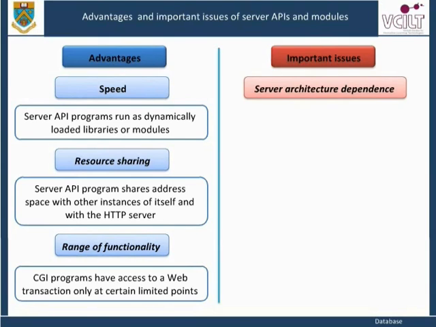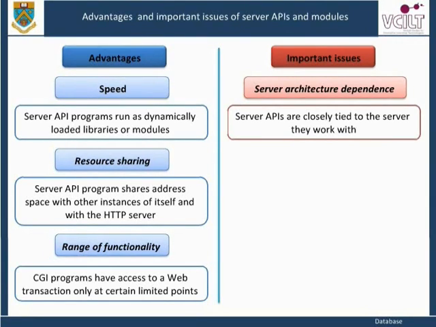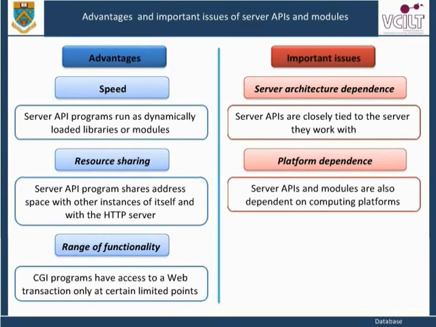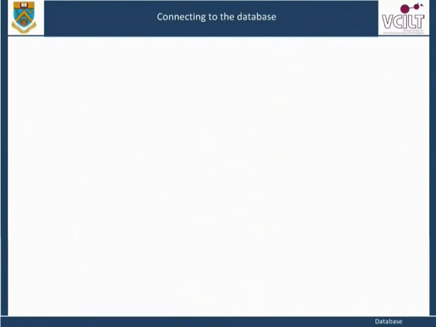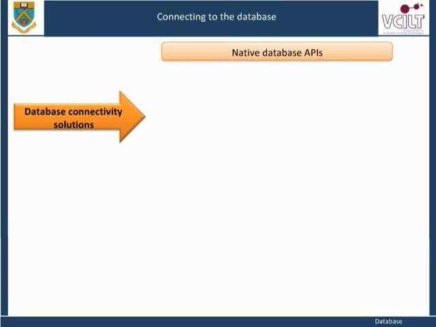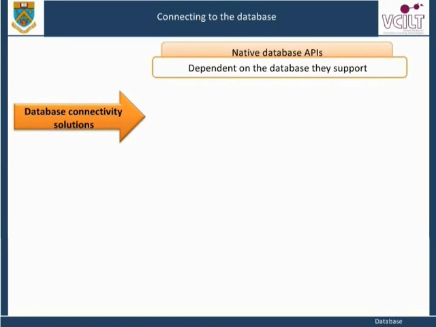Important issues. Server architecture dependence. Server APIs are closely tied to the server they work with. Platform dependence. Server APIs and modules are also dependent on computing platforms. Programming language. Both Netscape servers and Microsoft Web servers can be extended using a variety of programming languages and facilities. Connecting to the database. The database connection layer is built for the underlying database. Database connectivity solutions include the use of native database APIs. Native database APIs are dependent on the database they support.